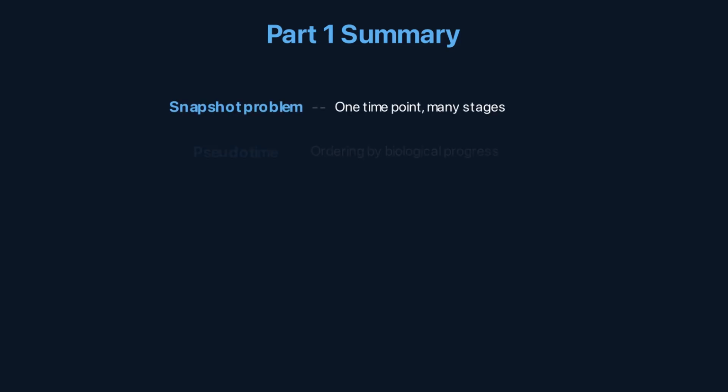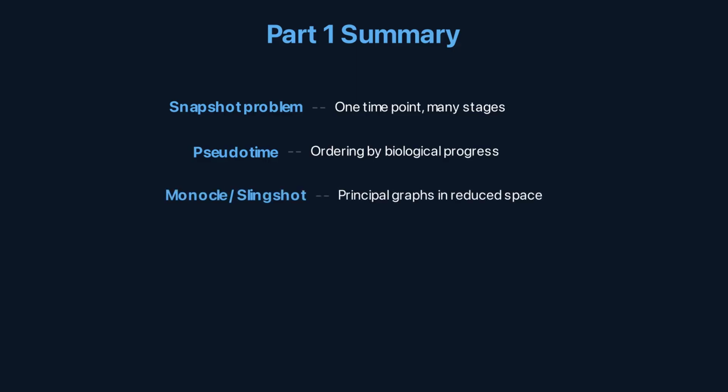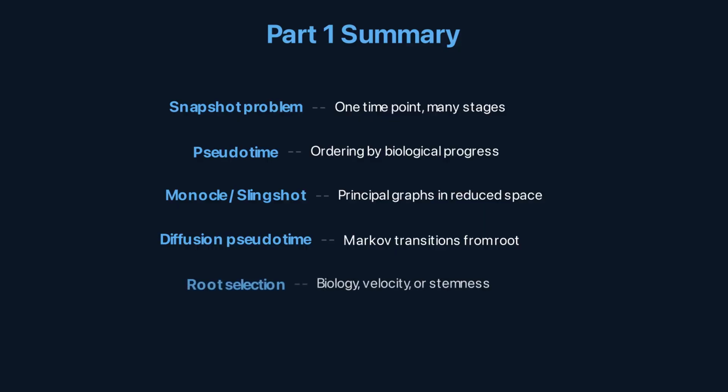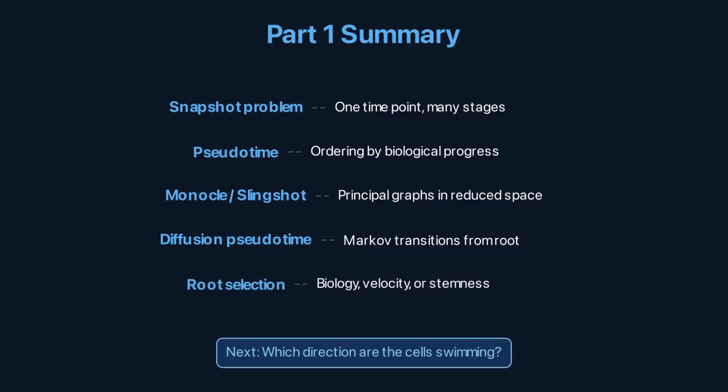The snapshot problem: one time point, many stages. Pseudotime, ordering cells by biological progress. Monocle and Slingshot, principal graphs in reduced space. Diffusion pseudotime, Markov transitions from a root cell. Root selection: biology, velocity, or stemness. Next, which direction are the cells actually swimming?